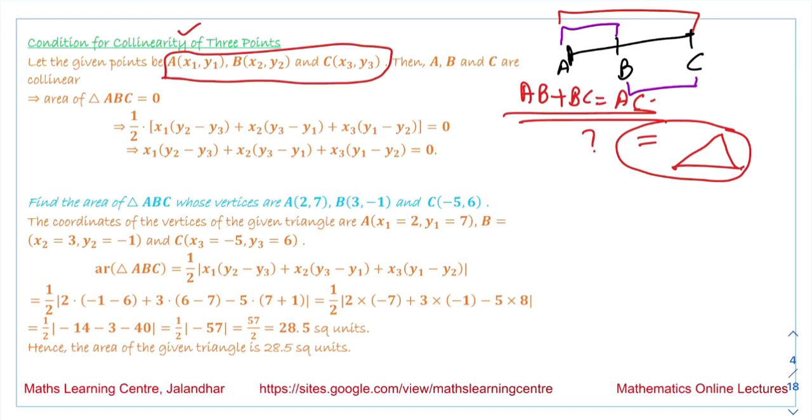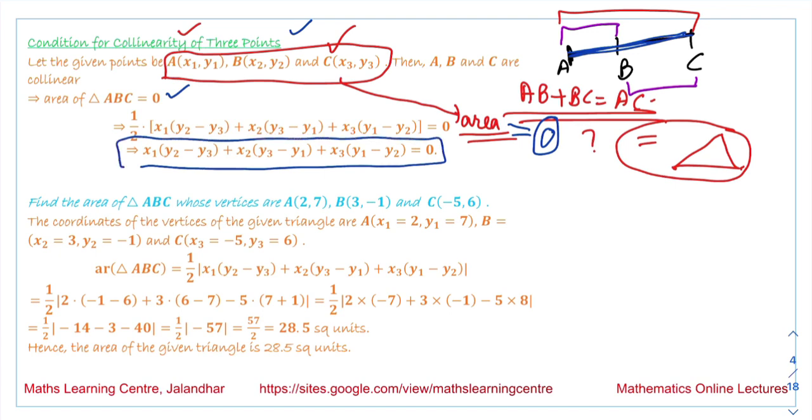It means if any 3 points are given to us and we calculate the area using these 3 points, and the final answer we obtain is 0, then these 3 points will be collinear. It means we have a triangle whose area is 0, meaning it is a straight line. So if we put these values in this formula, the area of triangle ABC should be equal to 0. This is the condition for collinearity of 3 points.